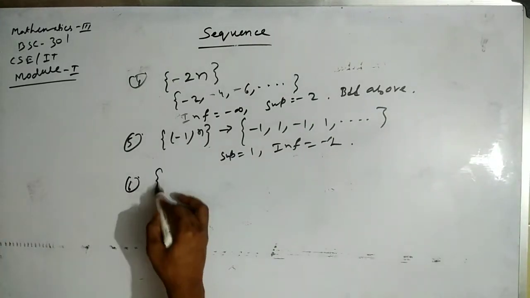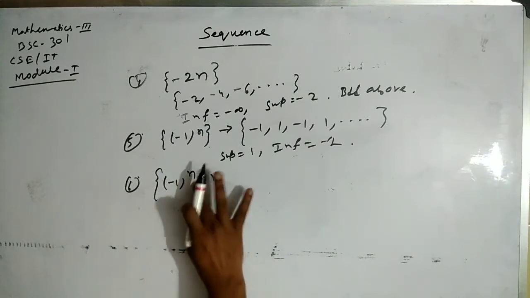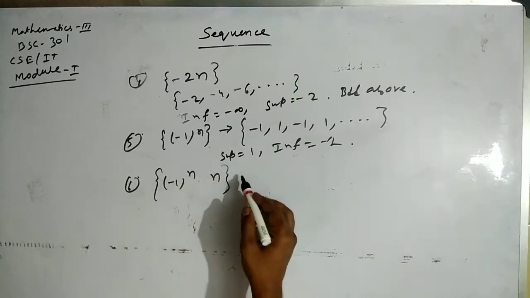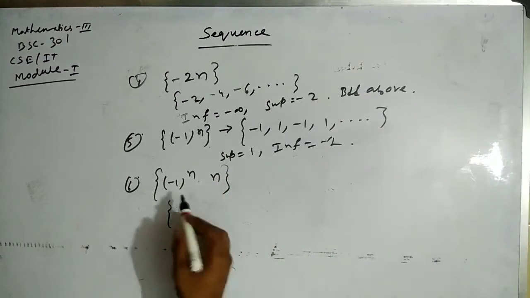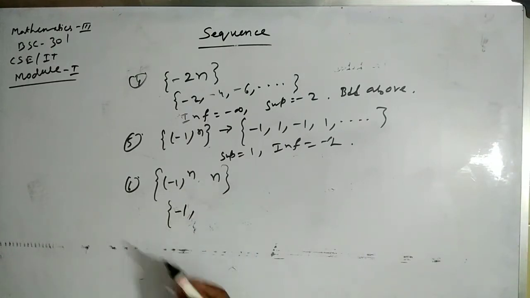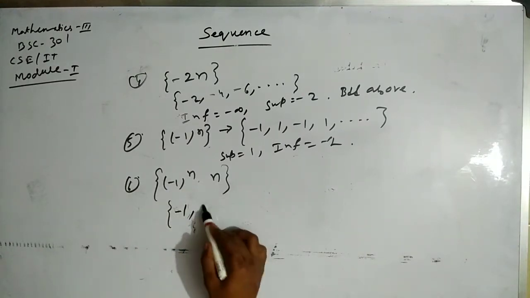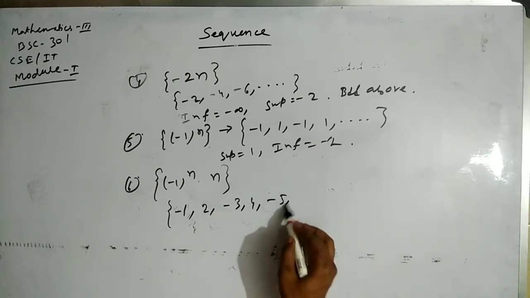Example number 6. Minus 1 to the power n into n. Okay, so I write first the elements of the sequence. First element will be minus 1. For n equal to 1, this will be minus 1. For n equal to 2, this will be 2, then minus 3, then 4, minus 5, like this.